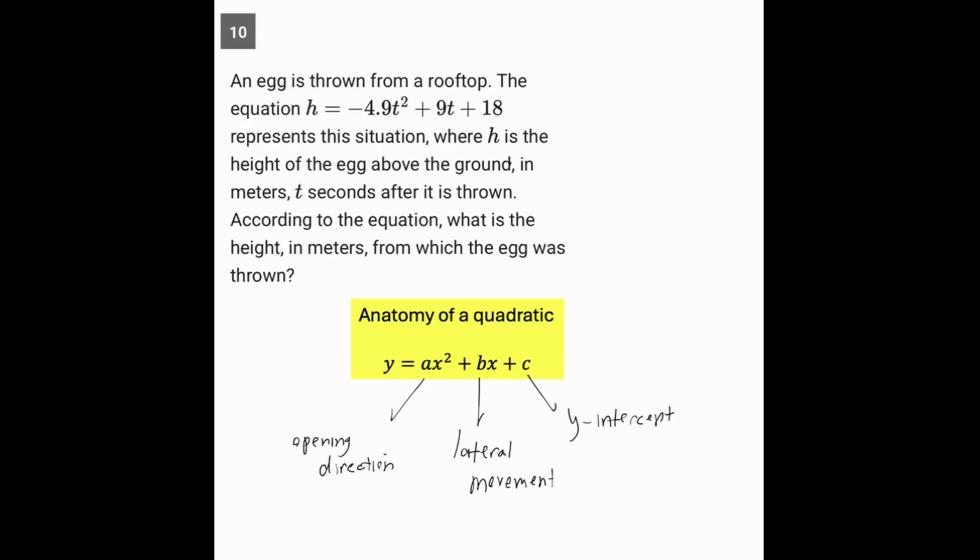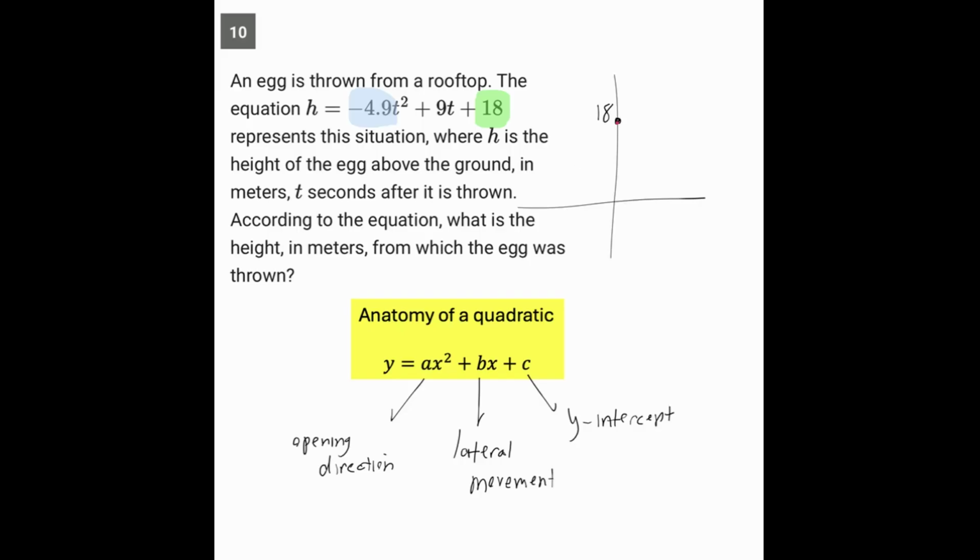So here we know, because we have a negative on the A term, that it looks like a frown, not like a smiley face. It looks like this, not like that. In other words, it opens downward. And we know because of the 18 right here, that's our y-intercept. Our C is our y-intercept. So if we kind of just draw this, we can say this thing hits the y-axis at 18 and it opens downward.